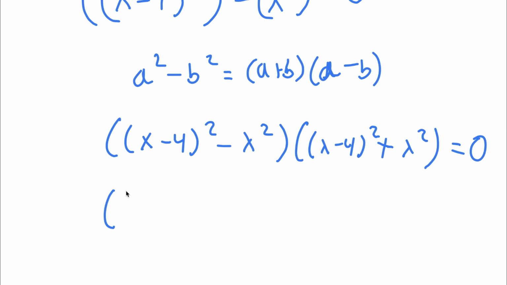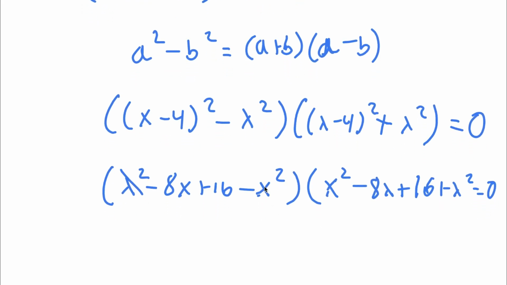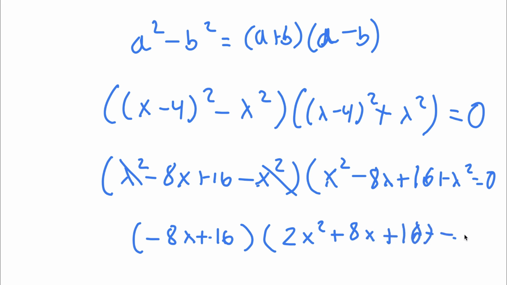Now, if I expand x minus 4 squared, I get x squared minus 8x plus 16. Now I have this minus x squared. So I have this times, again, x squared minus 8x plus 16. This time I have plus x squared. This is equal to 0. Now x squared and x squared cancel out on this side. So on this side I have negative 8x plus 16. And on my right hand side I have 2x squared plus 8x plus 16. This is equal to 0.